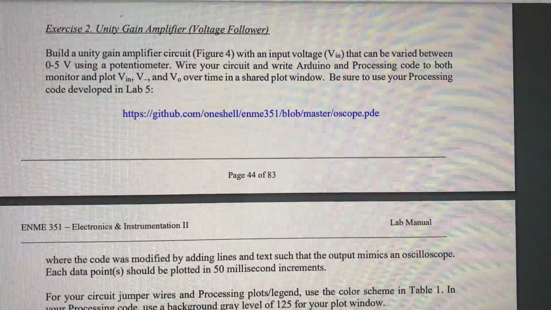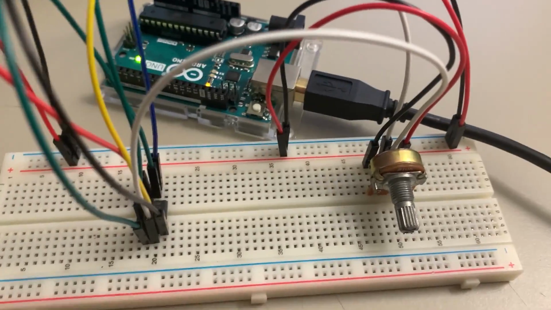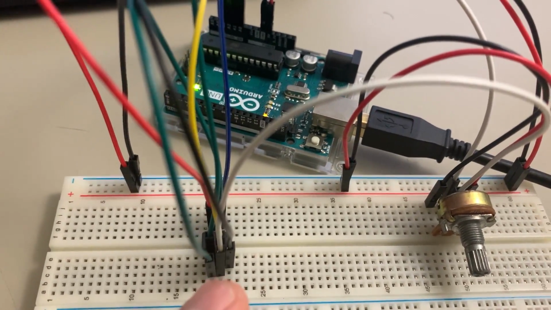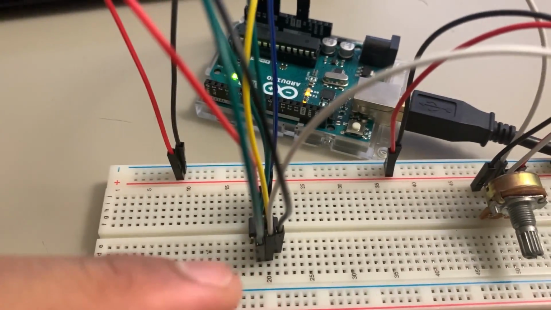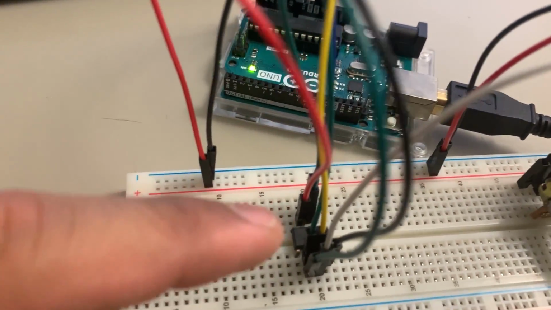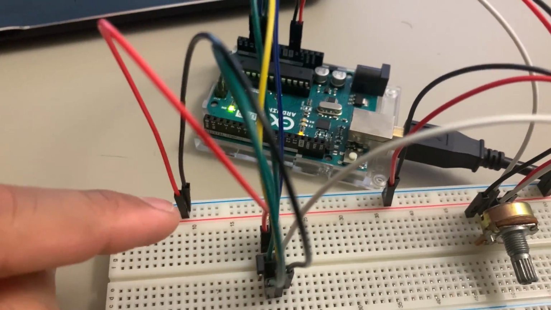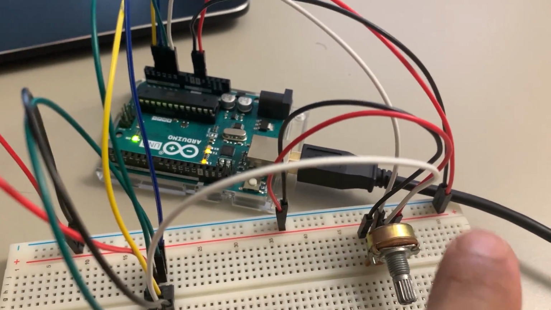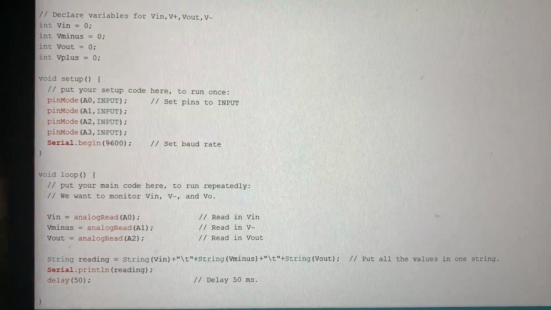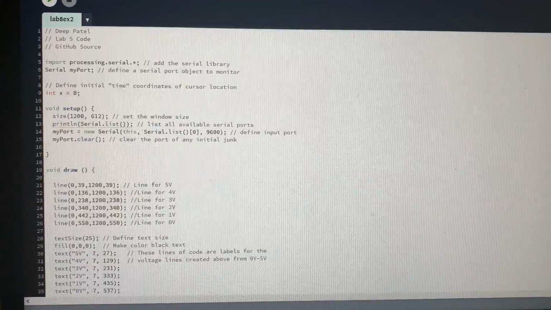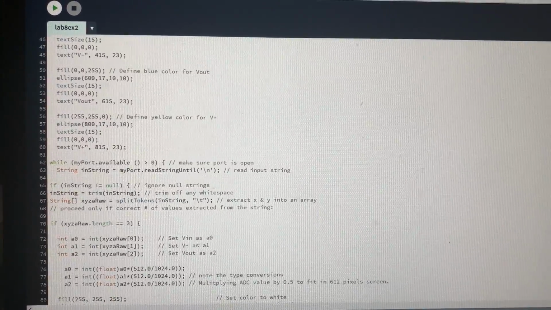So this is exercise 2, the unity gain amplifier, and this is my circuit. So we have the pot right here and the white wire going into V plus, and then the V plus going into Arduino. Then I have the V minus going into V out, and both the V minus and V out going back into Arduino. And it's being powered up right here, the op amp, and the power rails are right there. And this is my Arduino code for that. And this is my processing code, which I modified from lab 5 and cleaned up a little bit.